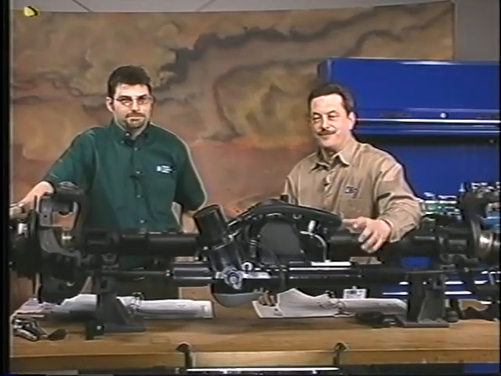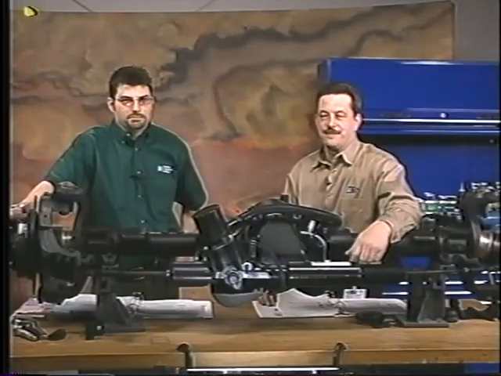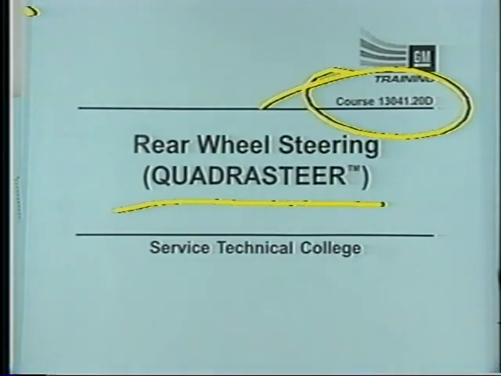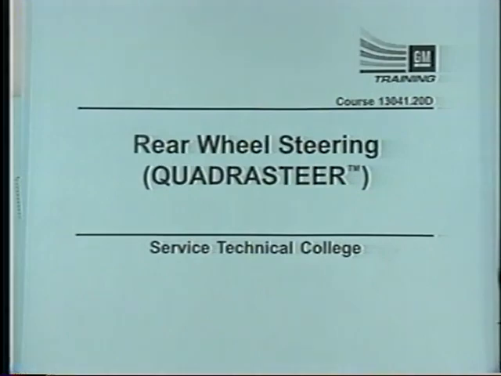Now, tell you what, first things first, what you need to have. You have a participant guide. It can help you quite a bit here. There it is, rear wheel steering for Quadrasteer. And you can also see our course number in the corner there, 13041.20D. Definitely can help you out, kind of guide following along as we broadcast.